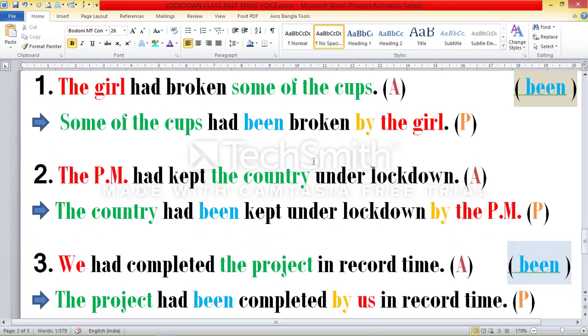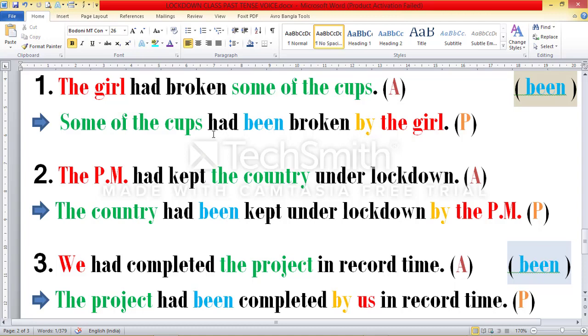So let's go to the first sentence. The first sentence is the girl had broken some of the cups. This is a sentence of active form. And we have to convert it into passive form. Here, the girl is the subject. And some of the cups is the object. First of all, we're going to make the object subject. So some of the cups in the passive form will be subject. Some of the cups has become here subject.